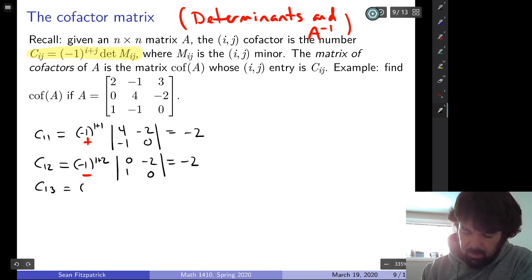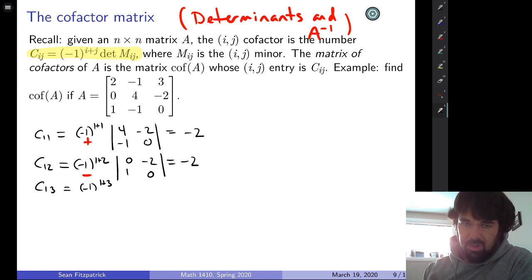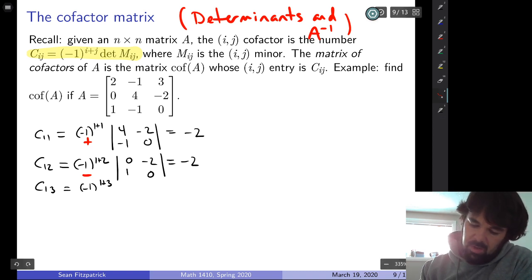C1,3. And by the way, once you get the hang of the signs, you don't bother writing this minus 1 out front. You just put a plus or a minus. Row 1, column 3. Remove those. If I remove those, I've got this determinant here.